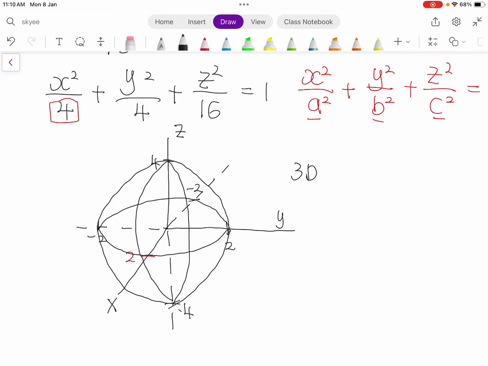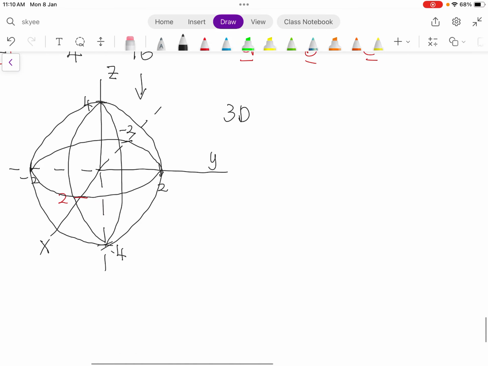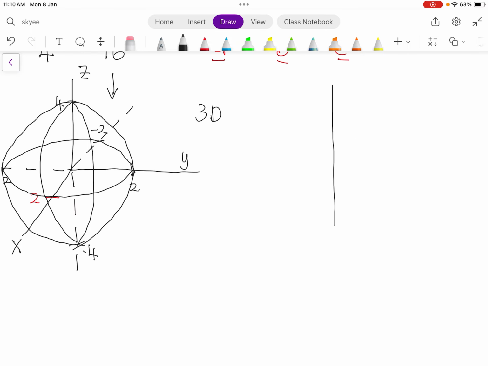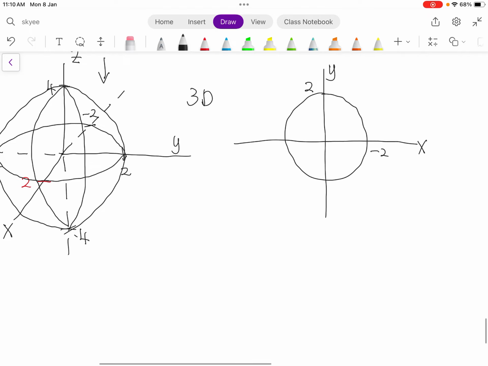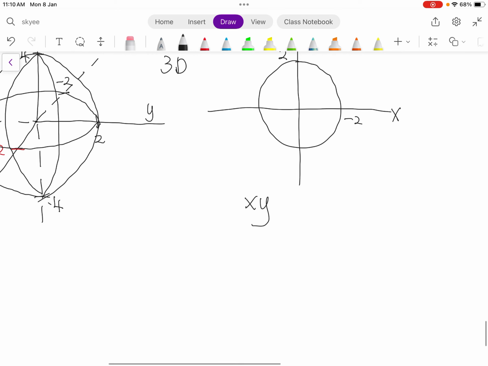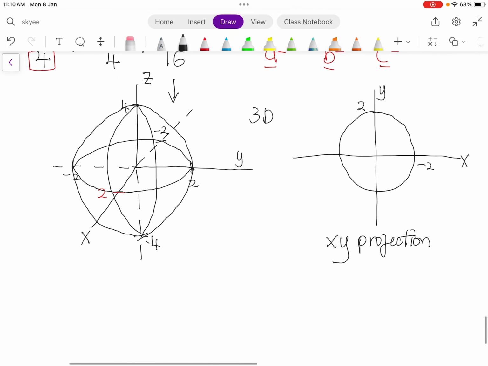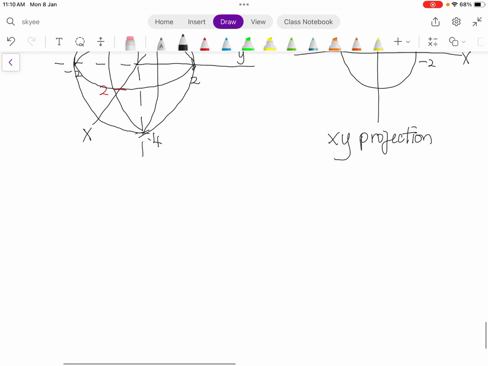The question also asks you to choose a suitable projection, right? So if you view this ellipsoid from the top, the XY projection, you will see a circle. So we just draw a circle. 2, -2. So this one will be your XY projection. Okay, next is to find the volume.